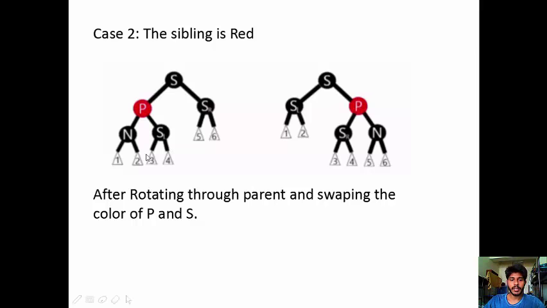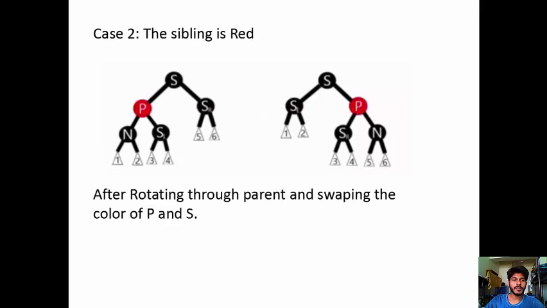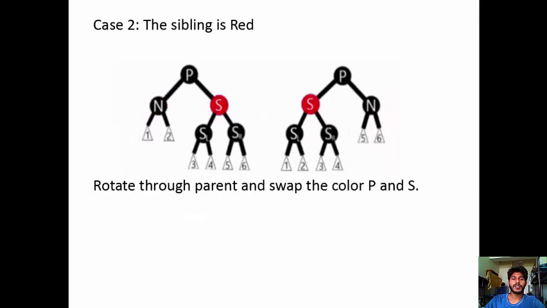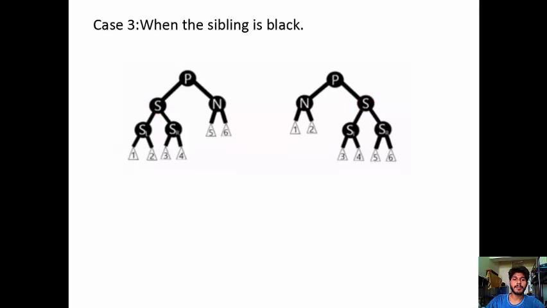So if case 2 is not satisfied, then we have a next case, that is when the sibling is also black. Here are all the cases; in the previous case the sibling was red. Now here comes the condition: what if the sibling is also black?